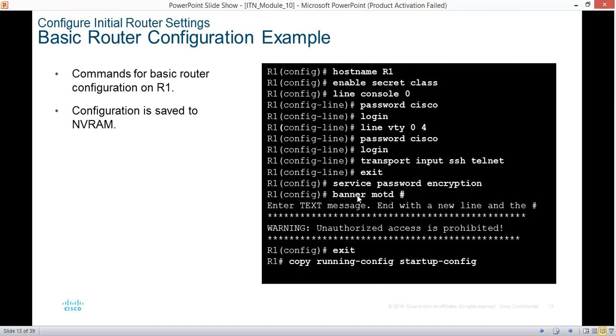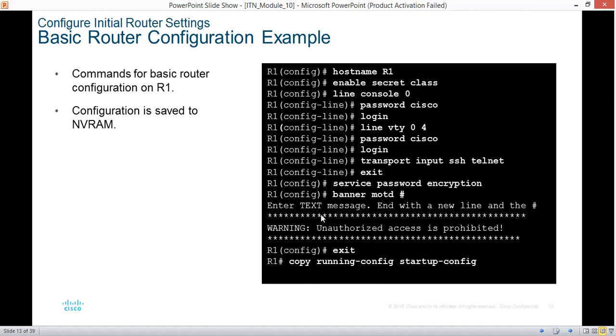Okay, so you could see the configuration for the banner MOTD. Sometimes you enter it, but it might not be registered on the network. So you need to be very sure that you're using the right character. You can use hash, you can use capital letter C, to be able to keep your information in between.